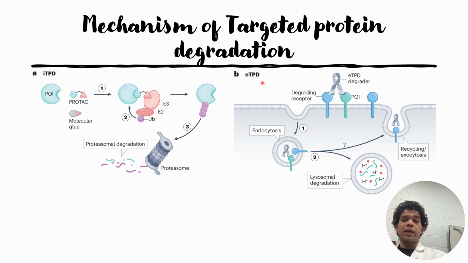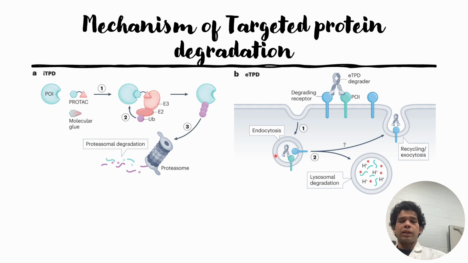Now we will discuss the extracellular targeted protein degradation. In this case, the eTPD degrader, eTPD being the short form of extracellular targeted protein degradation, is the engineered molecule that can interact with the protein of interest. At the same time, the other arm interacts with the degrading receptors. The function of these degrading receptors is that they will cause endocytosis, which is shown in the intracellular part of this eTPD.